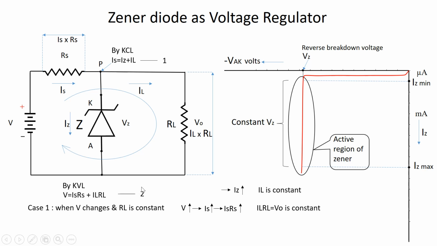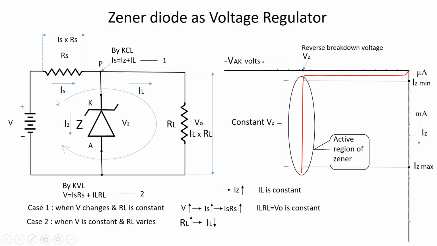Now, going through the other case. The case 2, when the supply voltage is maintained constant and there is a change in this load resistance RL. If there is a change in this load resistance RL, say the load resistance is increased. With the increase in resistance, the load current decreases here. Therefore, it leads to the decrease in the load current here. With the decrease in this load current and no change in the supply voltage V, there will be no change in the supply current IS.